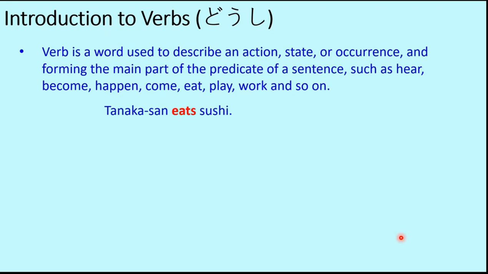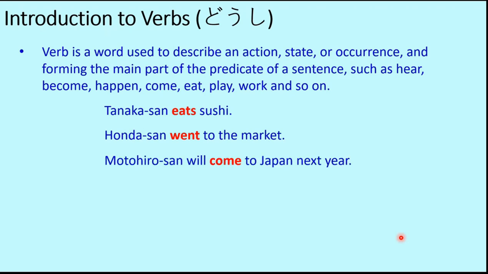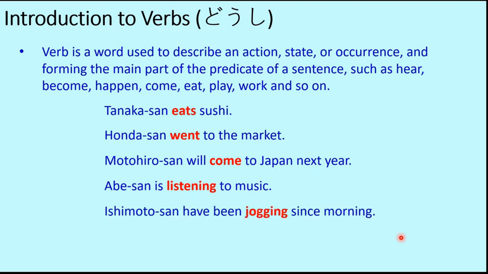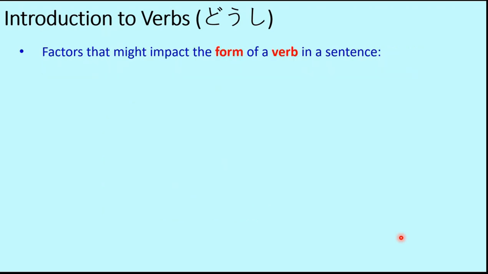In Japanese, a few generic examples of verbs: Tanaka-san eats sushi, Honda-san went to the market, Motohiro-san will come to Japan next year, Abe-san is listening to music. All these words marked in red are verbs. Ishimoto-san has been jogging since morning. So the forms of these verbs are different in different sentences, but the red marked words are the verbs in these sentences.